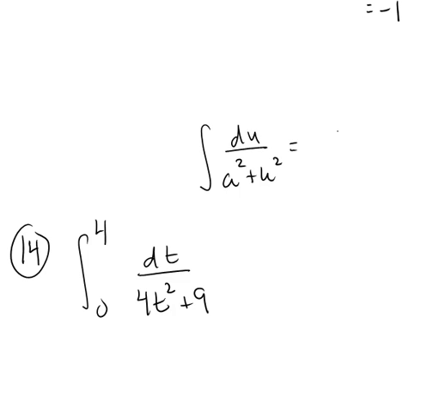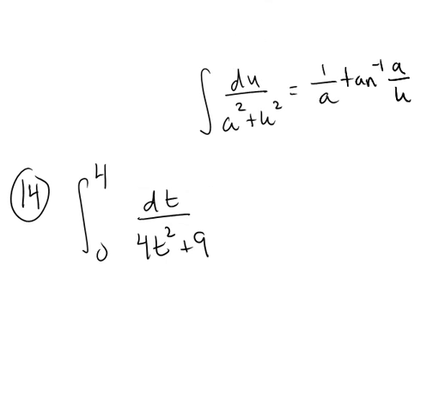So we need to figure out what a and u are. A is the number by itself and u is the one with the variable. So u is equal to the square root of this 4t squared, so that's 2t. So then du is equal to 2 dt. And you should recognize that a then is going to be the square root of 9, because that's a squared, that's the number right there, so that's going to be 3.